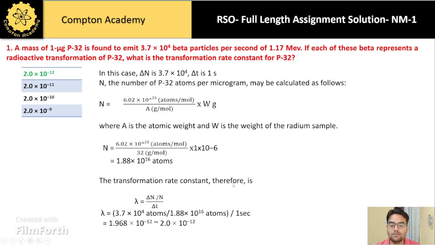The transformation rate constant therefore becomes lambda equals ΔN/Δt divided by N. Here ΔN/Δt is the activity, and N is the number of atoms present in 1 microgram P32. Here ΔN/Δt is 3.7 × 10^4. By putting these values in this equation, we get 1.968 × 10^-12, which is approximately 2 × 10^-12. This is the decay constant value in per second.